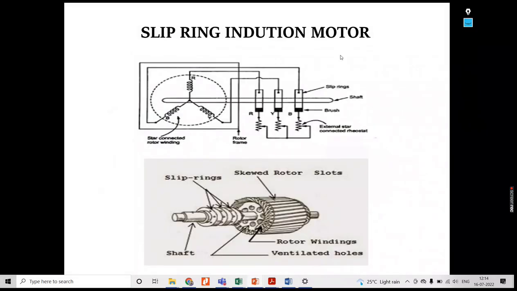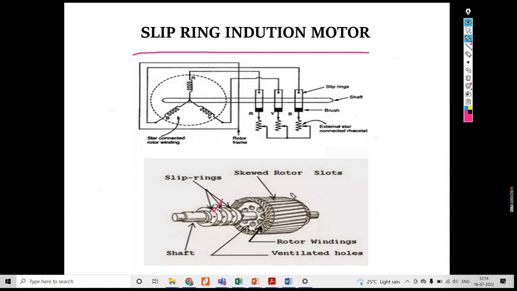Then with respect to the slip ring, you can see here this is the rotating part, the rotor, which contains the rotor winding. That rotor winding has rotor slots, with a skewed rotor. Then over that shaft, the slip rings are placed for R phase, Y phase, and B phase. That shaft will be supported. For this, we can connect to the power supply, which is shown here.